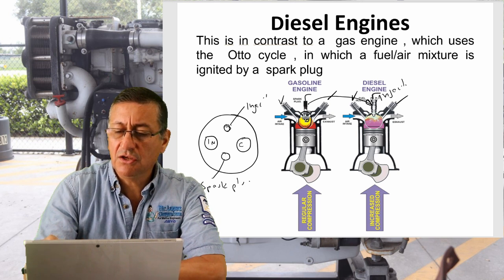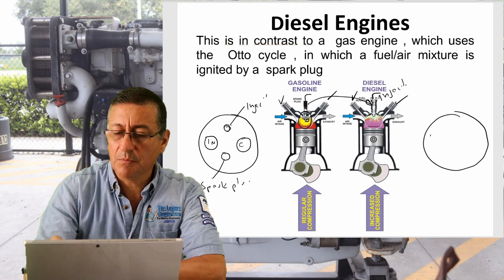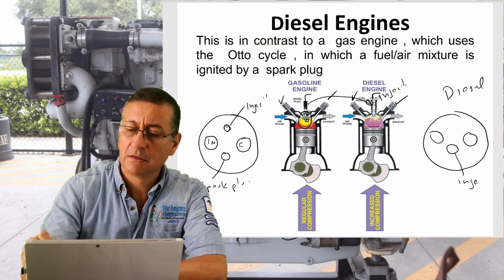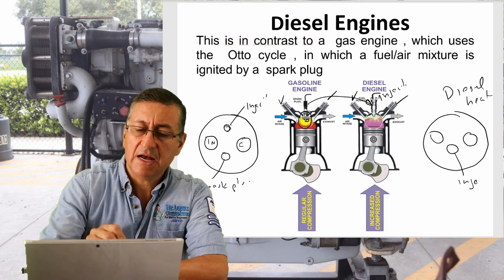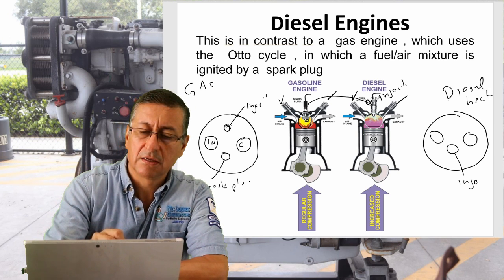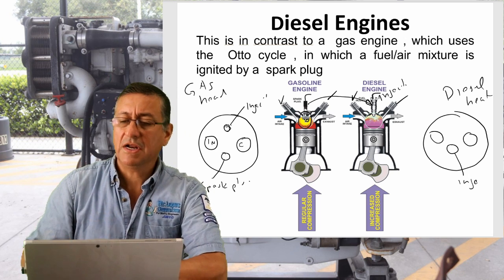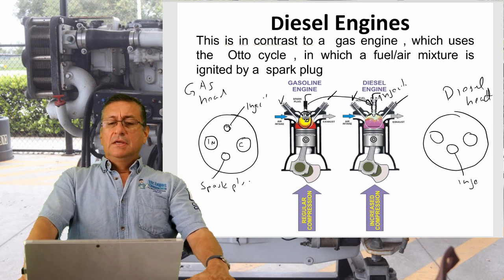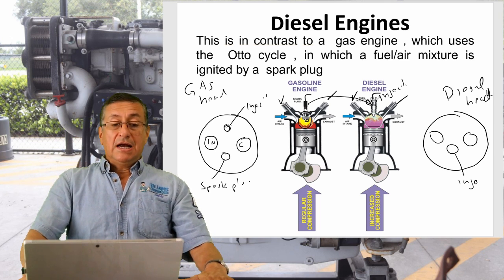But in a diesel engine, if you check the head on a top view, you have both valves and you have one hole for the injector. That's it. You don't have a spark plug. This is the diesel head, and this is the gas head. All right? All right, my friends. That's the main difference between gas and diesel.